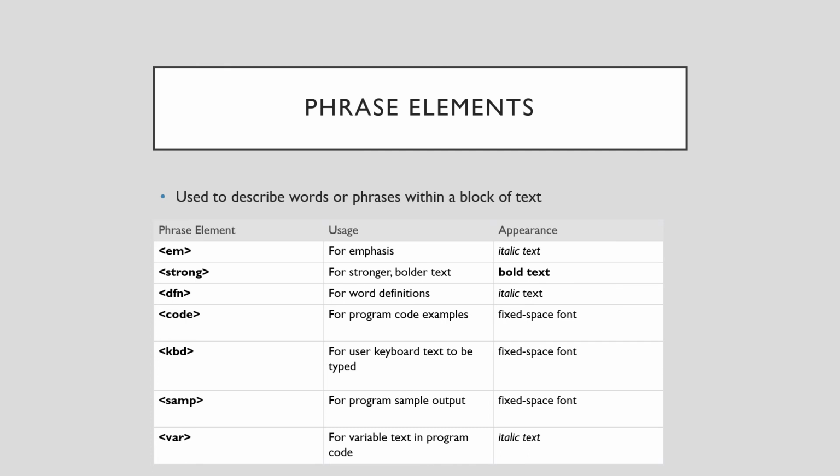Code for programming code examples, if you want to put a coding section on your website. KBD is for user keyboard text to be typed. So if you want to put space in for someone to input some information. SAMP is for sample output, and then variable is for variable text in the program code.